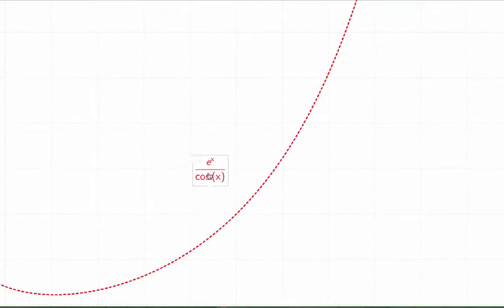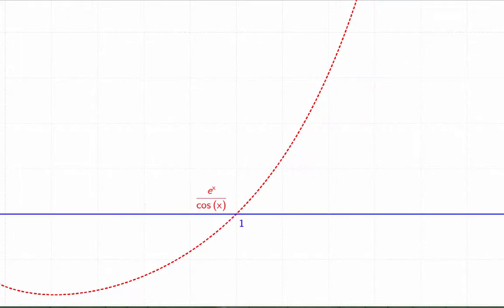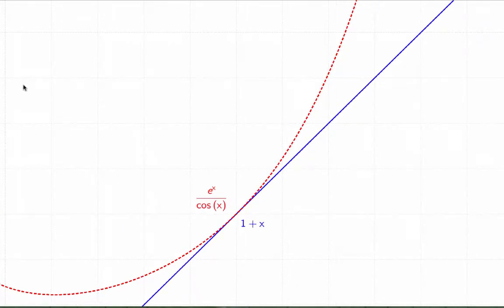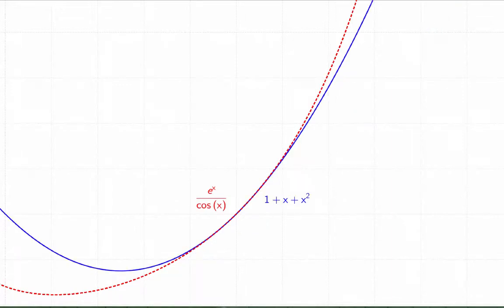Here is the function e to the x over cosine of x. And this is a function that at x equals 0 is 1. Obviously e to the 0 is 1 and cosine of 0 is 1. And now let's approximate this with a constant function whose value is 1. As you can see, it doesn't do very well. So let's use 1 power of x. As you can see, it's doing a little bit better, at least close to x equal to 0, it's pretty good, but then it deviates. Here are 2 powers of x.